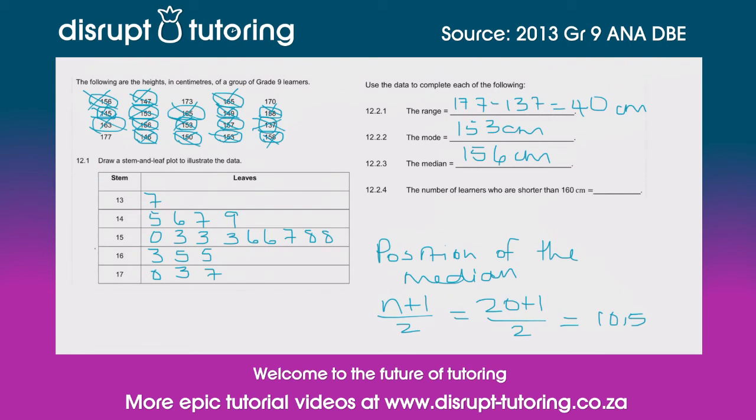And the final question here, they've said to us, the number of learners who are shorter than 160 centimeters. So if we look over here, this is where we have 160 centimeters. And we know that 6 learners are taller than 160 centimeters. So if we've got 20 learners in total and only 6 of them are taller than 160 centimeters, that would mean the remaining are shorter than 160 centimeters, which would therefore mean 14 learners.